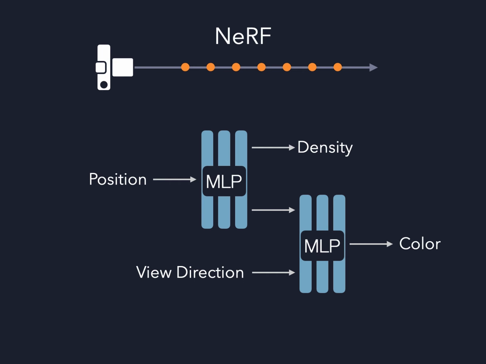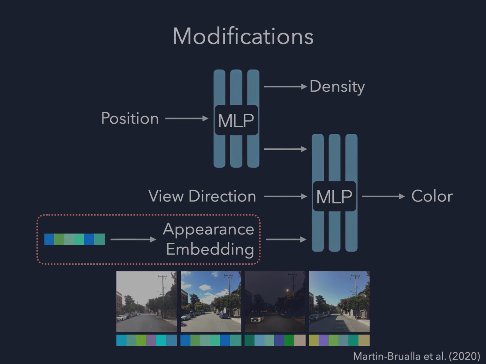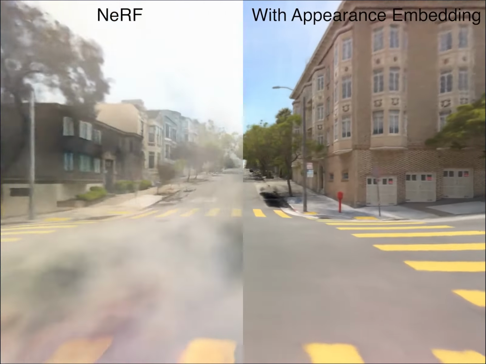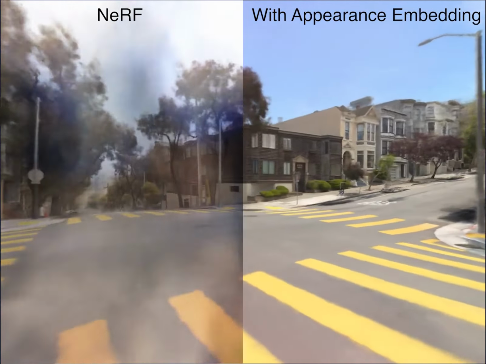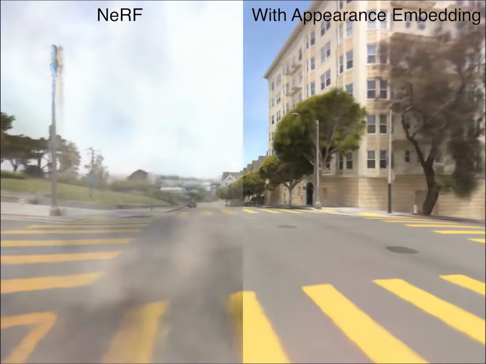So in order to accommodate variations in color due to things like changes in weather and time of day, what we're going to do is condition that second MLP with an appearance embedding. This appearance embedding is unique for every training image and is optimized during the training procedure. When you include these appearance embeddings, they help remove ghosting artifacts that you get in NeRF, where you get this sort of fog.